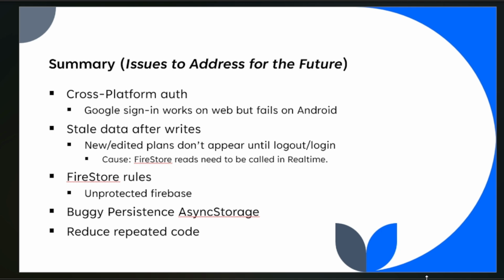Buggy persistence with async storage. I notice every time I log out and log back into an account, it may default to a user, such as an athlete. I don't know why it does that yet. I'm assuming I have a default setting for async storage. Also, reduce repeated code for UI components.